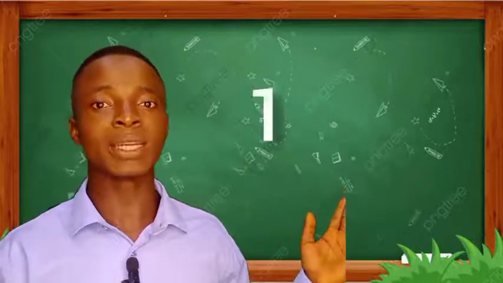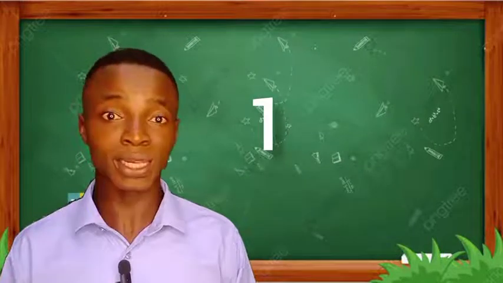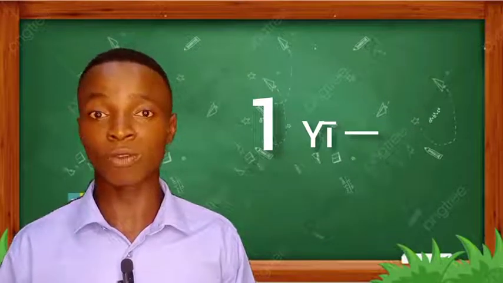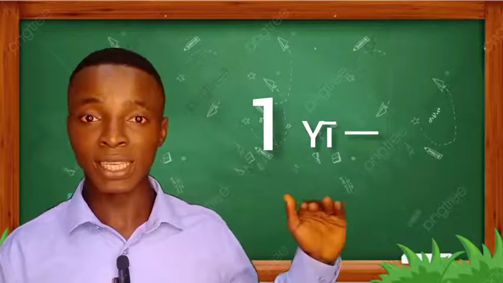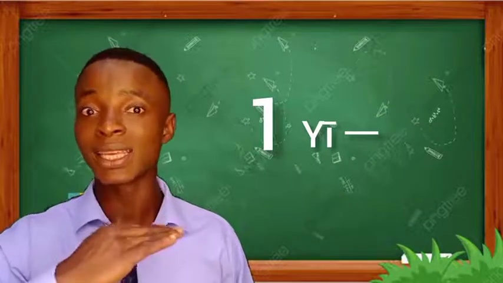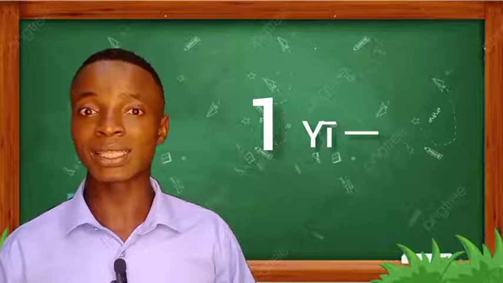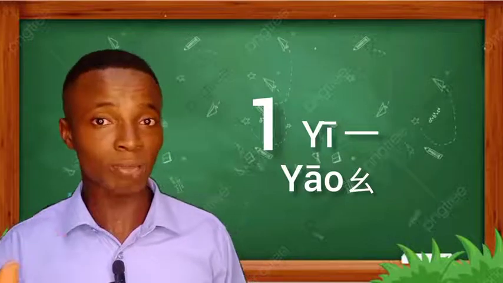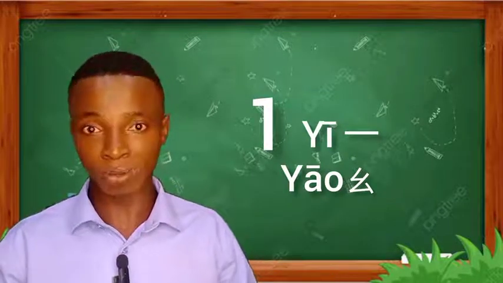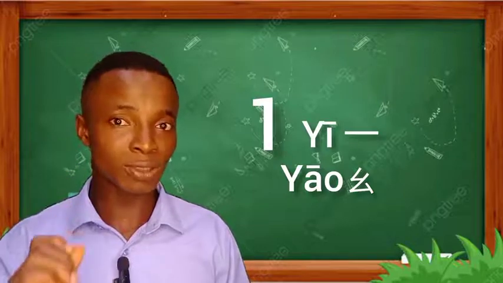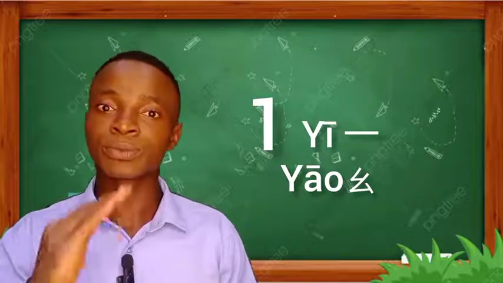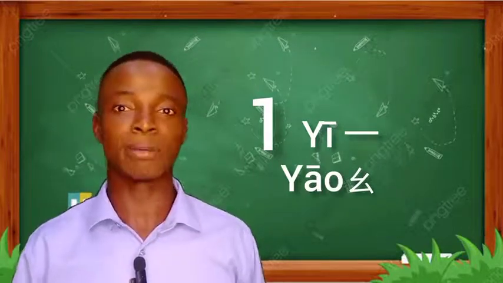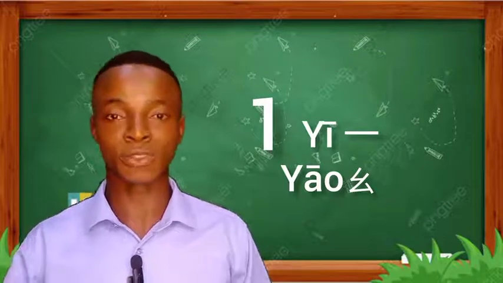Why ask about one in Chinese language? Remember, we said one in Chinese is pronounced as yi. But when talking about phone numbers in Chinese language, the one is no longer said as yi. It is now pronounced as yao. That is when asking only about phone numbers. When you're talking about other things, normal numbers, you use yi. But when you want to talk about mobile numbers, you use yao.